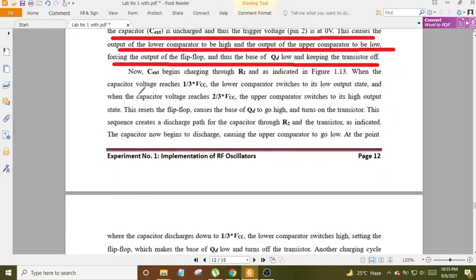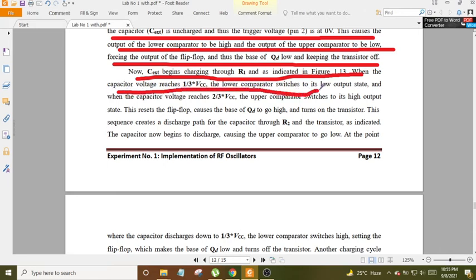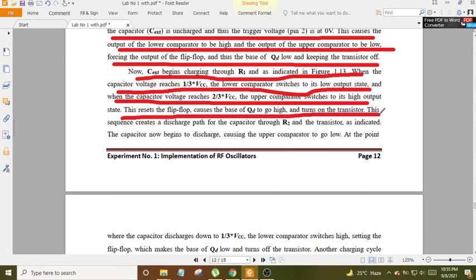Now, C_EXT begins charging through R1 and R2, and as indicated in figure 1.13, when the capacitor voltage reaches 1/3 VCC, the lower comparator switches to its low output state, and when the capacitor voltage reaches 2/3 VCC, the upper comparator switches to its high output state. This resets the flip-flop, causes the base of Q_D to go high, and turns on the transistor. This sequence creates a discharge path for the capacitor through R2 and the transistor, as indicated. The capacitor now begins to discharge, causing the upper comparator to go low at this point.